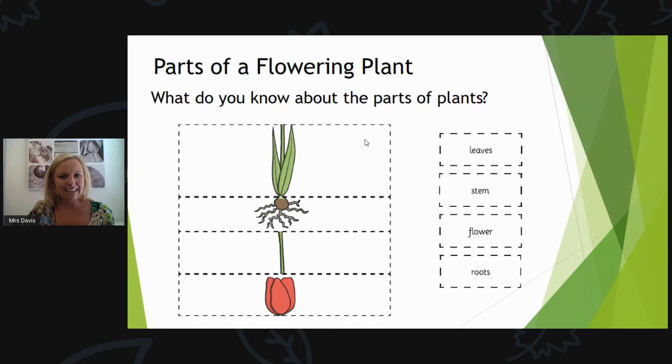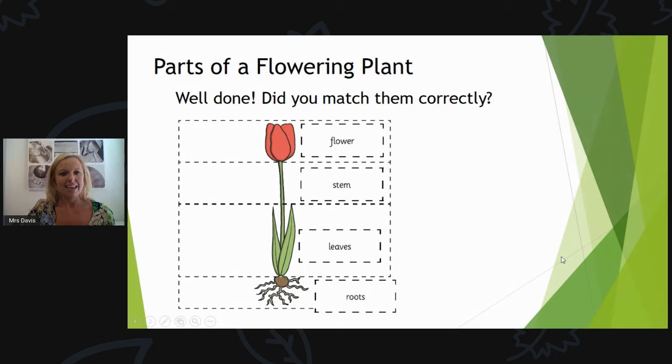Brilliant, guys. Welcome back. Fantastic. Shall we have a look and see how you got on? Does it look like that, or did you do that? I'm sure you did. So we've got the roots again at the bottom. The roots are always at the bottom of the plant. Then we've got the leaves, we've got the stem, which goes all the way down. And then we've also got the flower part.